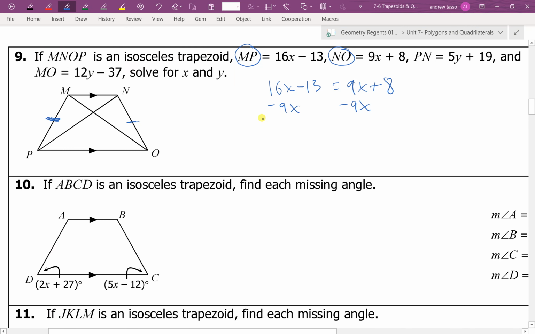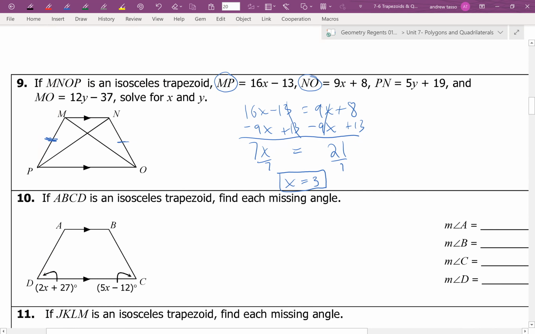Start by subtracting 9x on both sides, and we also want to add 13 on both sides. So that gives us 21. Divide by 7, we find that x equals 3. Okay, so we have x. The next thing we want to do is solve for y. So let's see what we have here.